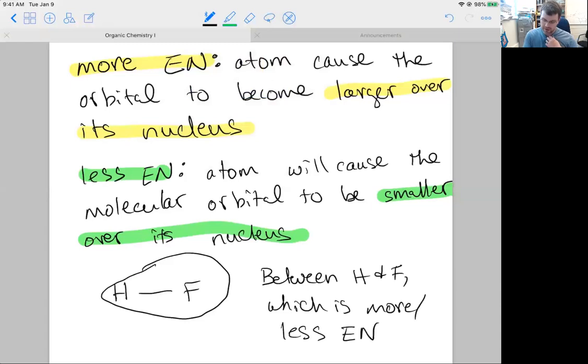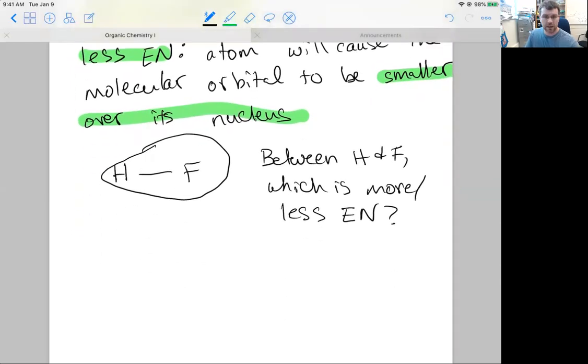I'll give you a second to think through that. I'll provide an answer in just a second. So here's me stalling so that you can pause. Okay, I believe you've had the chance to pause, so now I'm going to label the F as being more electronegative, the H being less electronegative. I said that wrong, I wrote it right though. Based on the distortion, we see a larger lobe or a larger region over the F, suggesting that it's more electronegative than the hydrogen, which has a smaller region.